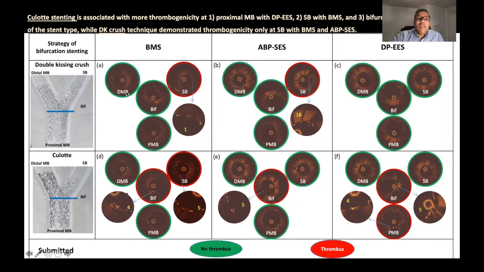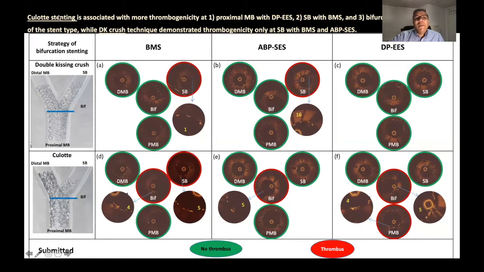So as you can see already, we see more red circles at the bottom row, which is the culotte model, in all of the different stent platforms. We see many less in the DK crush arm. Of course, it is obvious for you as well to see that the DK crush thrombosis occurs mostly in the side branch portions of the model, and in the DK crush remains mostly at the bifurcation, but also in the side branch, but the rest of the models do have thrombi right at the bifurcation.